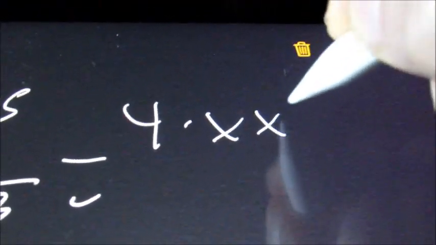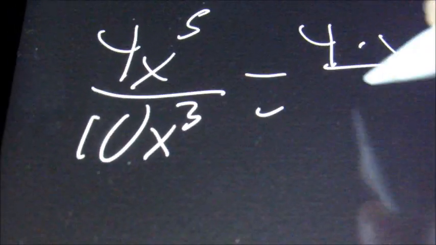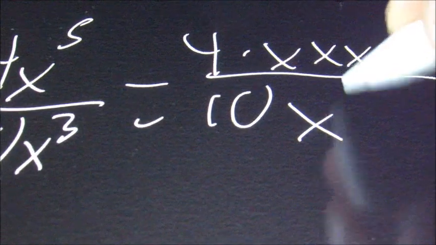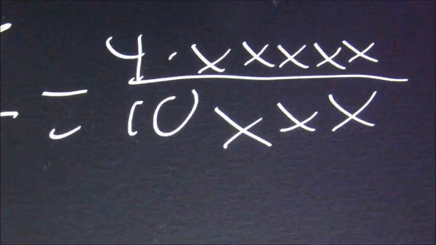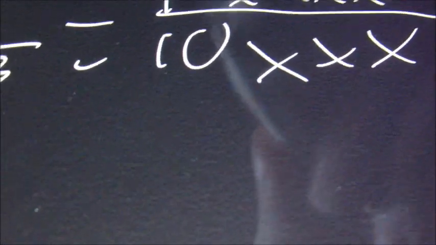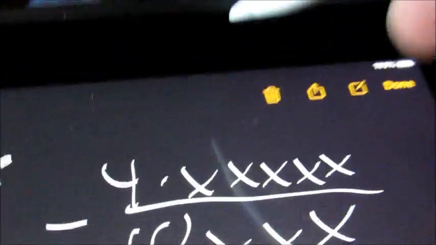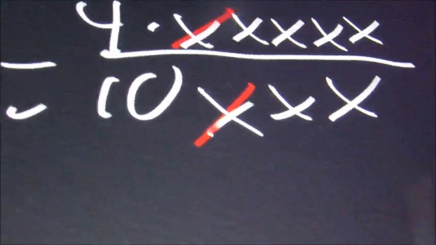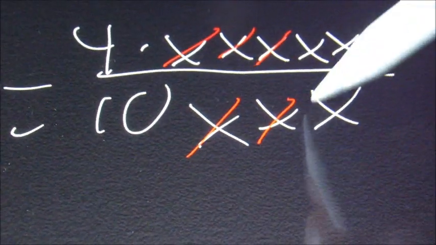So we can put x, x, x, x, x, 5 x's. And here we have a 10, and we have 3 x's. So this is one way we can do this. Remember, x divided by x equals 1. So let me change the color of these. This x divided by this x equals 1. This x divided by this x equals 1. This x divided by this x equals 1.